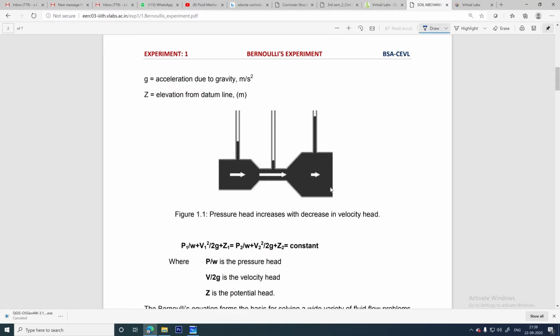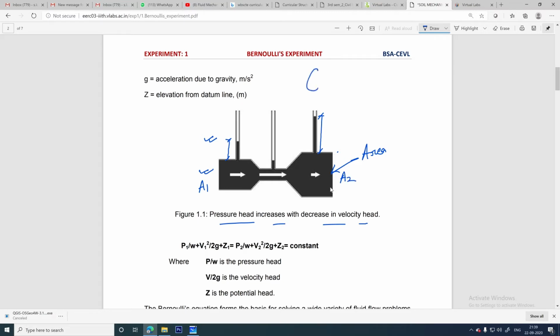Second, pressure head increases with the decrease of velocity head. Pressure head means this particular height. You can see here in this case the pressure head is increased compared to this part. Pressure head increases with the decrease of velocity head. Now you can see here the area is greater compared to this one. If we consider the area here is A1, here it is A2.